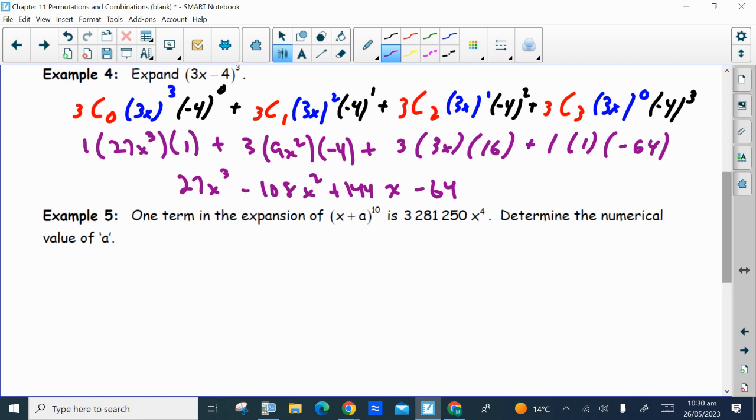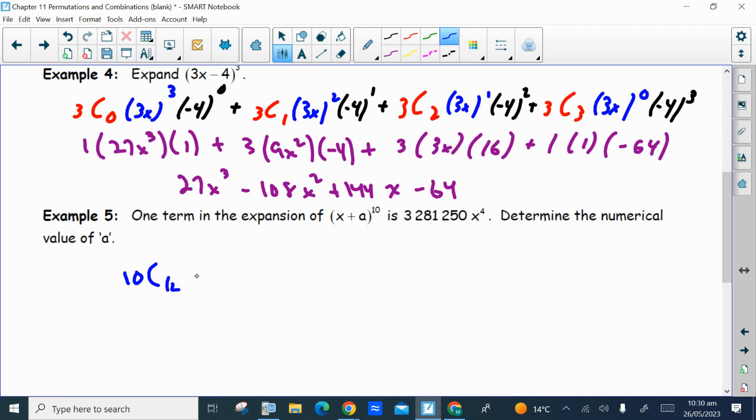All right, number 5. One term in that expansion is 3,281,250x to the fourth. Determine the numerical value of a. Right, you're expanding (x + a) to the power 10, so you know that n is 10. We need to figure out what k is, so we'll just leave it as k here in the general term formula.